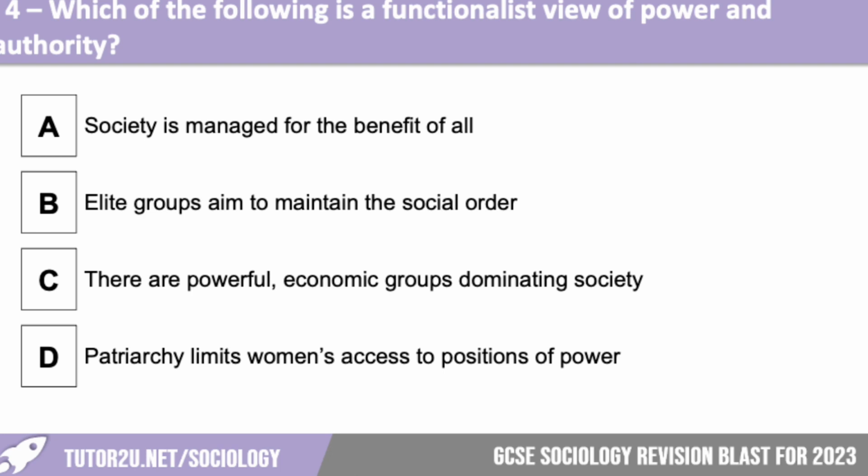4. Which of the following is a functionalist view of power and authority? A, society is managed for the benefit of all. B, elite groups aim to maintain the social order. C, there are powerful economic groups dominating society. And D, patriarchy limits women's access to positions of power. Let's reveal the answer. It is A, society is managed for the benefit of all. So that's the idea of being a consensus theory.